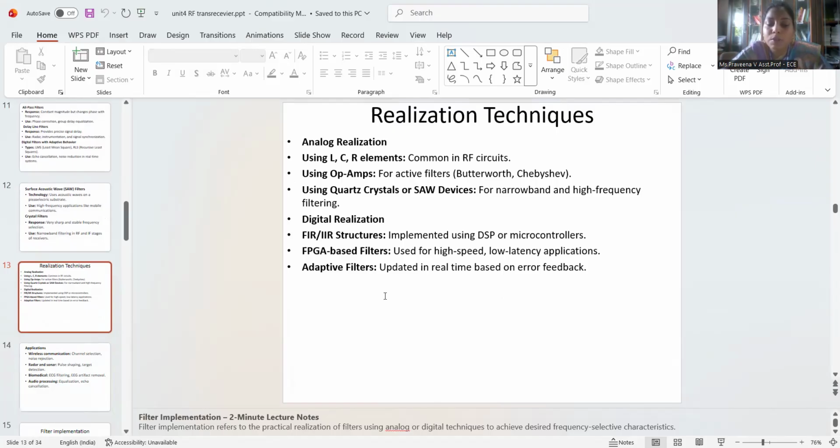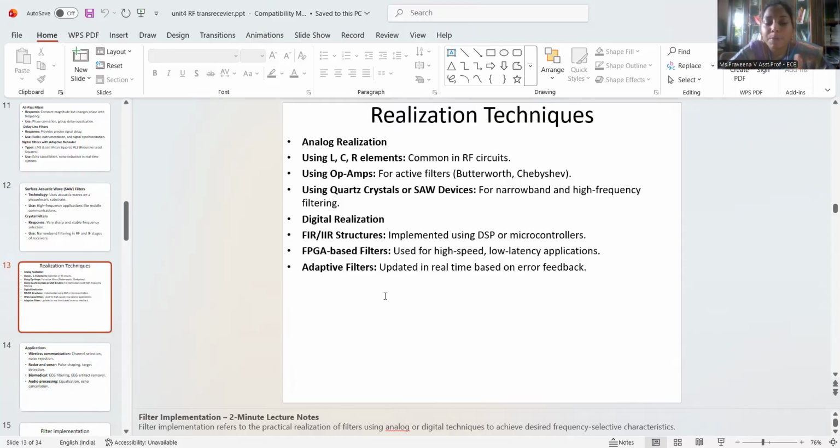Next is using operational amplifiers in order to build active filters. And the third one is quartz crystal and SAW devices. These are the analog filter processes. For digital realization, we use FIR and IIR filters. FIR is finite impulse response, and IIR is infinite impulse response. The finite impulse response filter is stable and has linear phase. The IIR filter is efficient and requires fewer computations. That is the main concept.